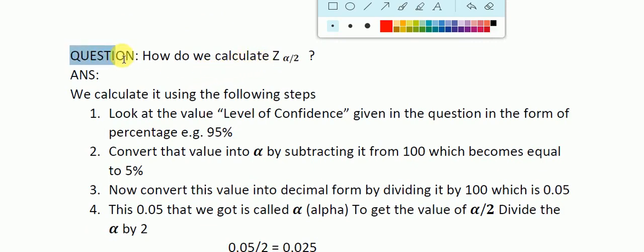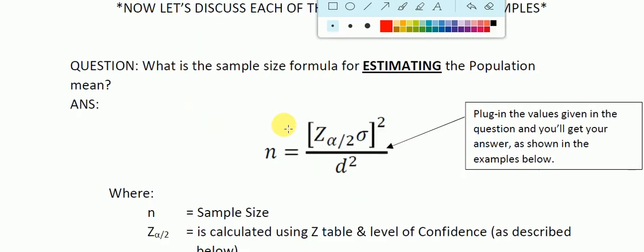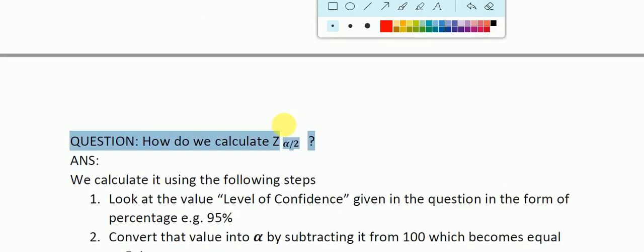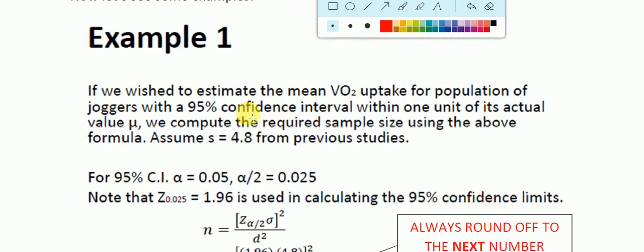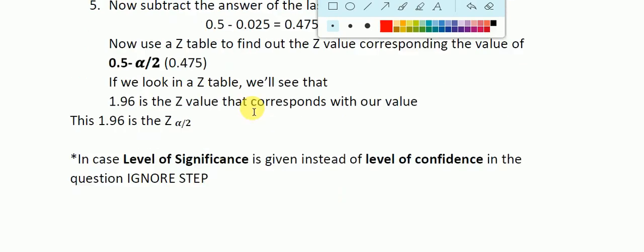I promised you in the beginning that I'll show you how we calculate Z alpha by 2, and here we are going to discuss how it is calculated. First, we calculate it using the following steps. Look at the value of level of confidence given in the question in the form of a percentage, for example 95%. Over here we have been given a level of confidence of 95%.